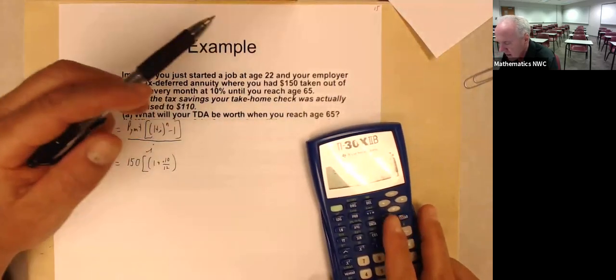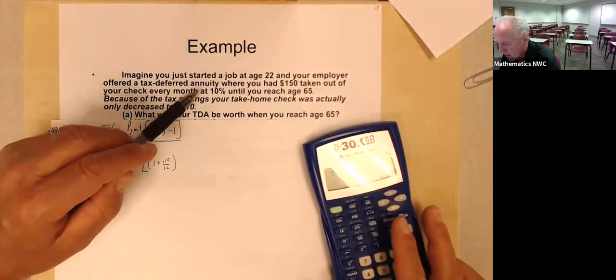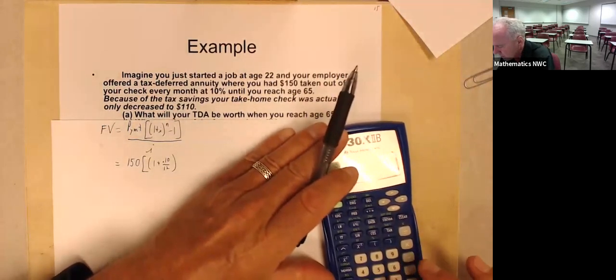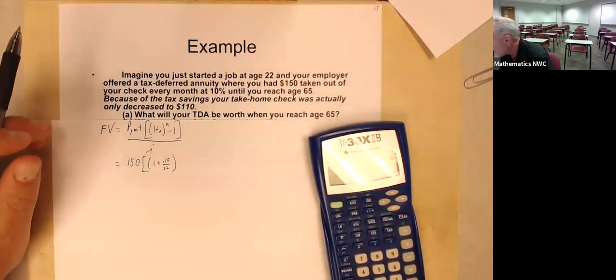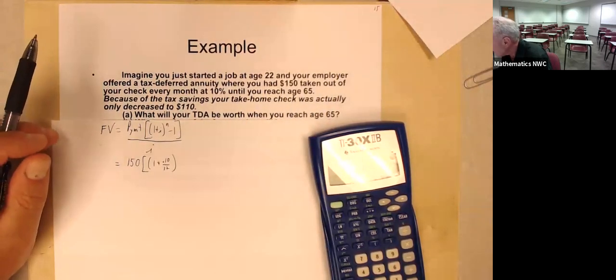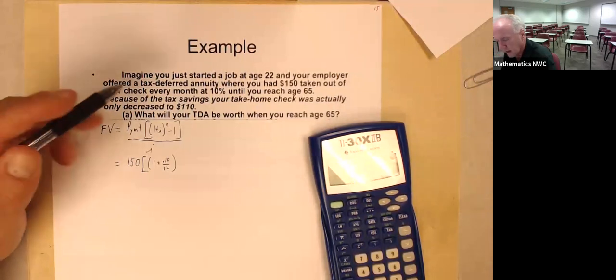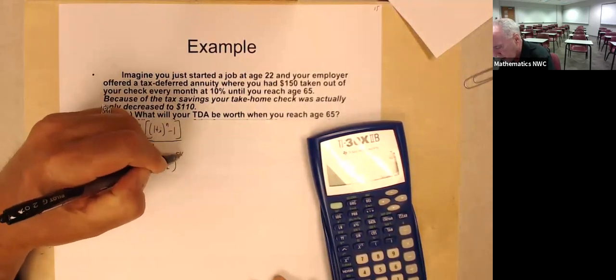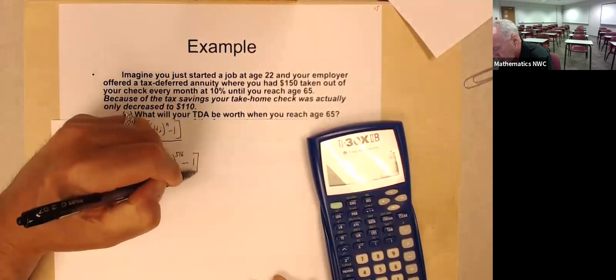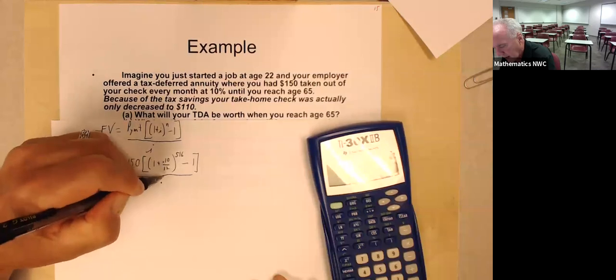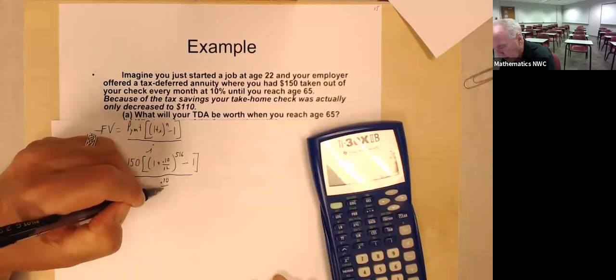43 years. And I'm going to have that every month, so it's going to be 43 times 12, which is 516. Let me just double check that number once. Yep, that's accurate. 516 minus 1, all divided by this same I, 0.1 divided by 12.